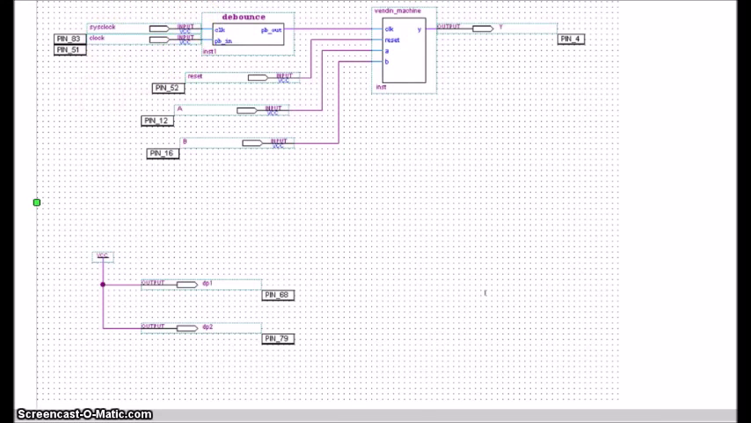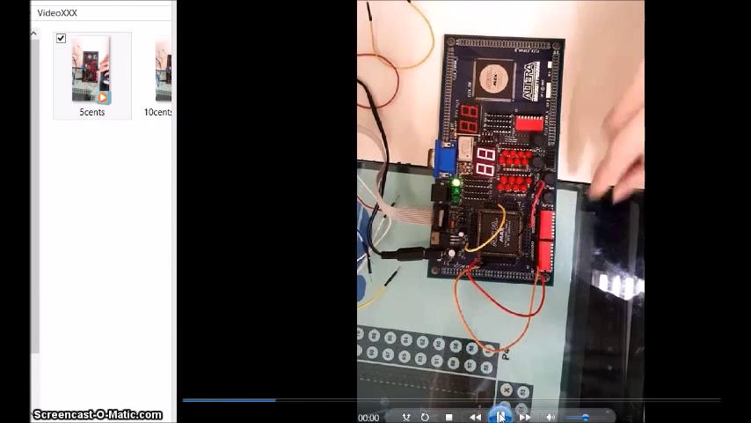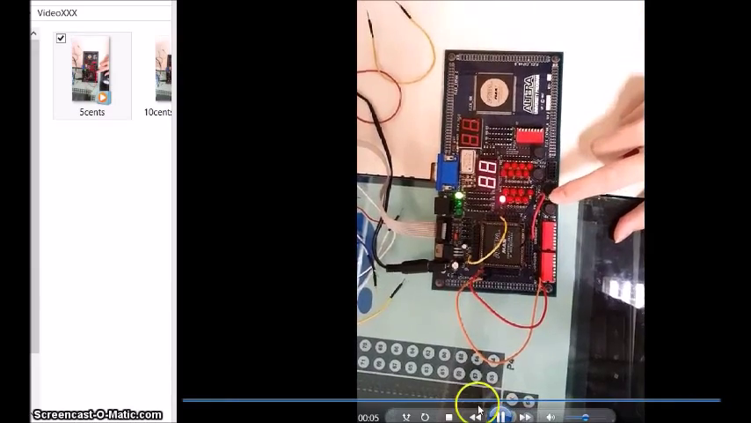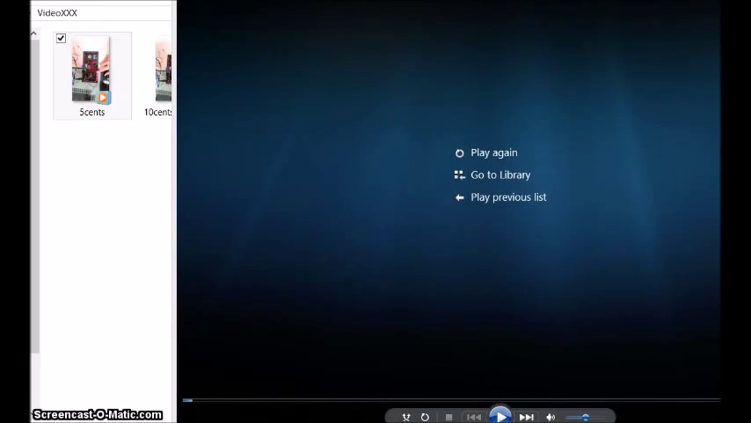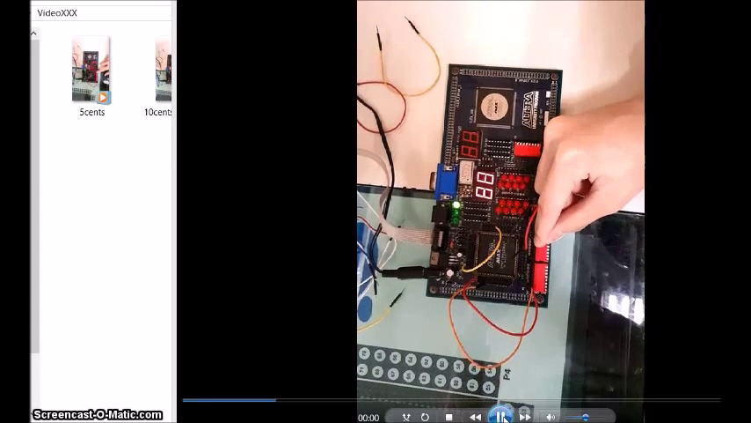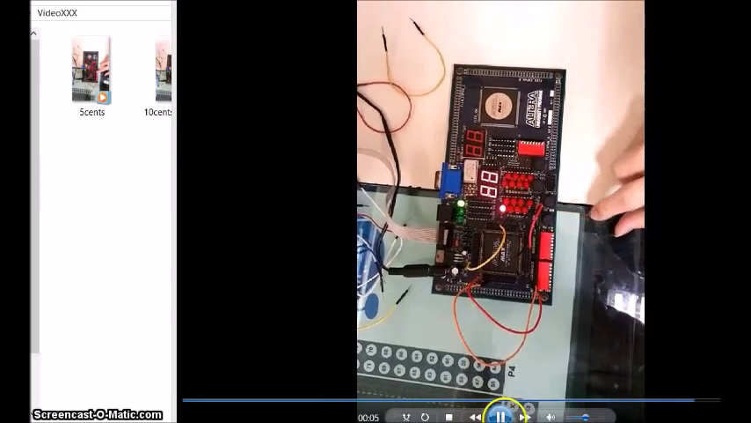That's all, thank you. First I'm about to show you a video of us inputting 5 cents, which is A, into the board, and this is the result. So we have to press the button 3 times. Next, the one that I'm about to show you is for 10 cents, which is input B, where we have to press 2 times. 1, 2.